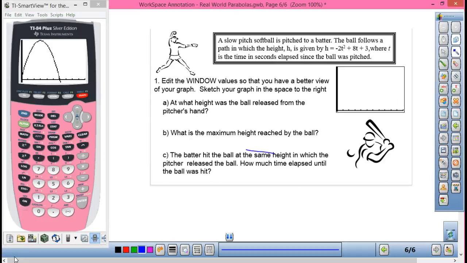Has anyone played with your graph on this one yet? Chris, have you played with your graph on this one? On the softball player, what did you put for your Y max? Oh, but you already have your sketch drawn. How is that possible if you just started it? So if we plug that in there, play with your window. The only thing that you really have to play with is your Y max.